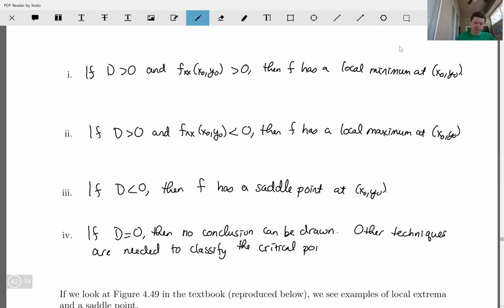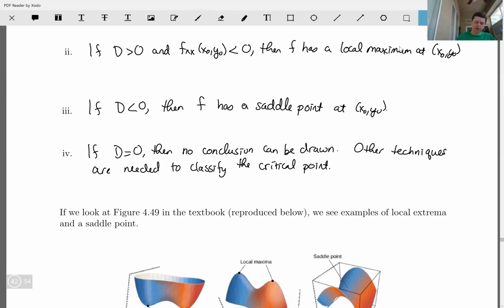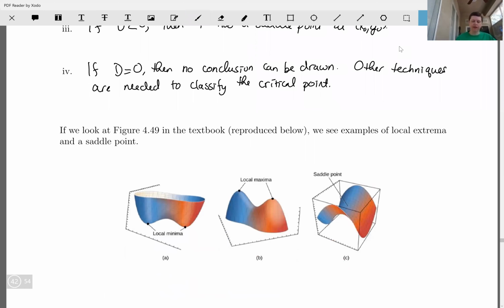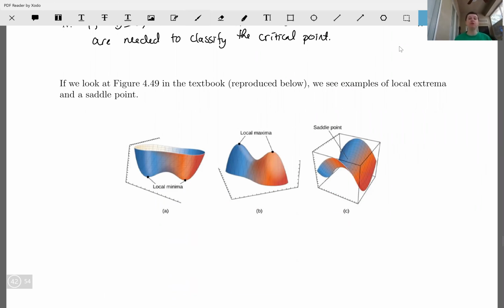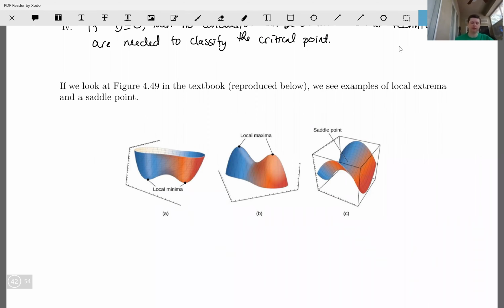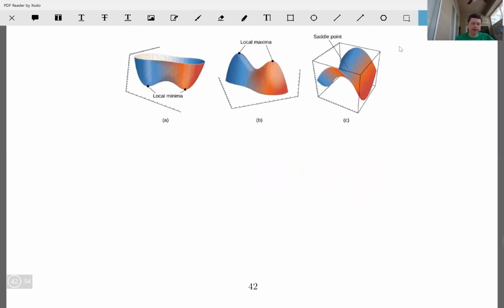The textbook, figure 4.49, gives some examples of local extrema and a saddle point, so you can get a visual as to what these look like. So we have local minima, local maxima, and a saddle point. Okay, let's do an example.